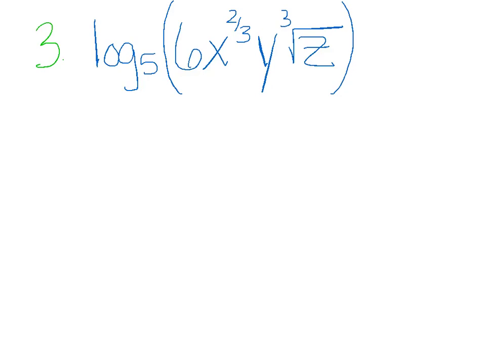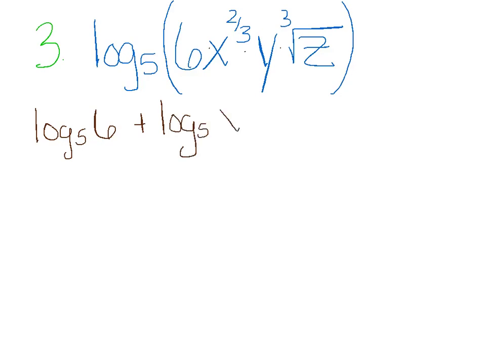Alright, example 3. Let's make it a little more exciting. Log base 5 of 6 times x to the 2/3 times y cubed times the square root of z. Notice these are all next to each other, and I keep using that word times. So I'm going to use law 1. And again, when you see multiplication, we're going to turn that to addition. So every term gets a log, and everybody's going to get split with a plus sign.